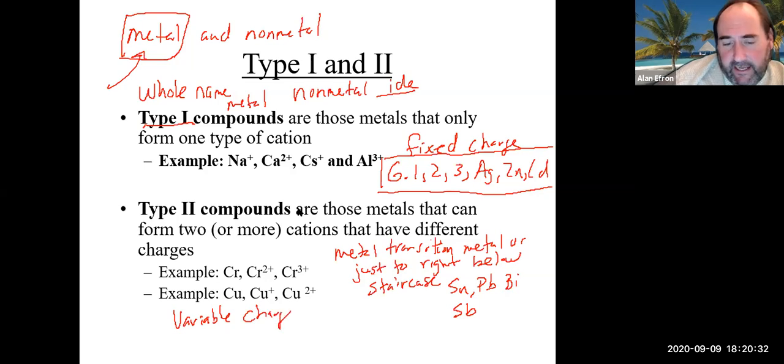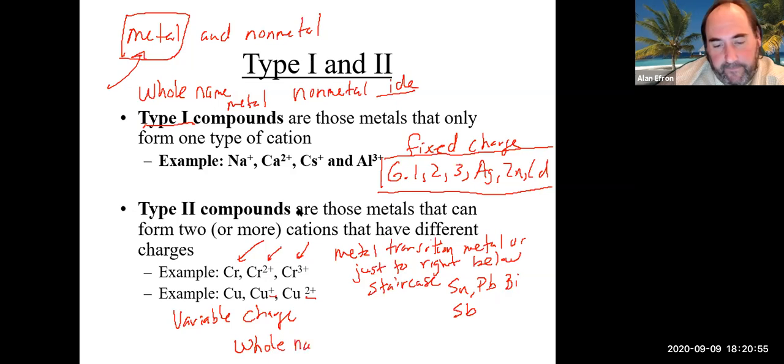As you can see here, in certain cases, for example, chromium could be +2 or +3. Copper could be +1 or +2. And it does matter what they are bound to as to what the charge is. And you do have to take that into account. As we will see here, we pretty much name it the same way. We're going to use the whole name of the metal. We're also going to still do the non-metal with the IDE at the end.